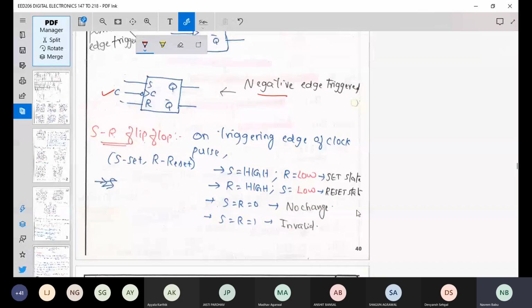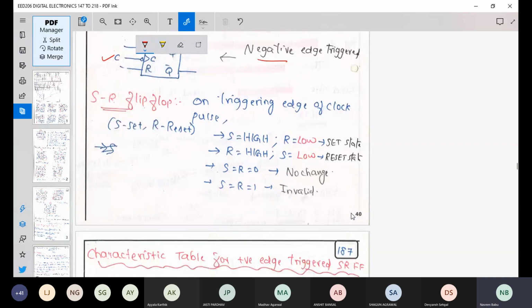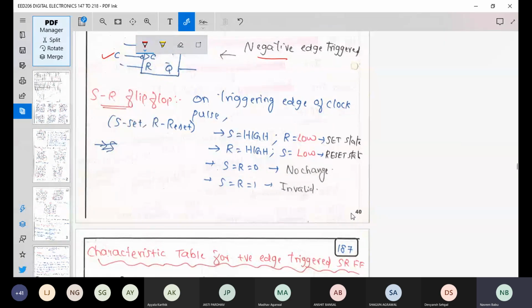The most important thing of an SR flip-flop is its input when you are having S and R equal to 1. This is an invalid input. Our every attempt must be such that these invalid inputs must be eradicated. As design engineers, we must always think about how to avoid these inputs.